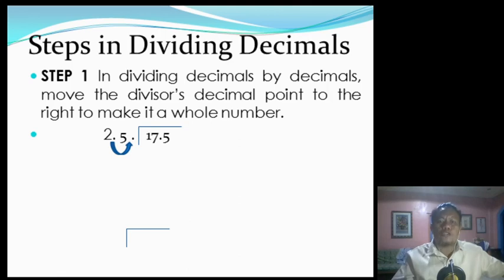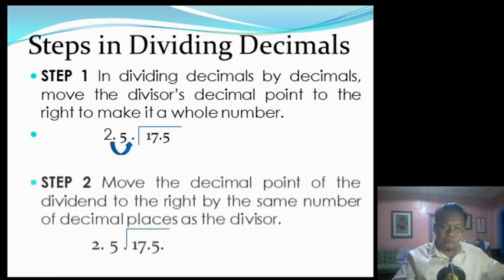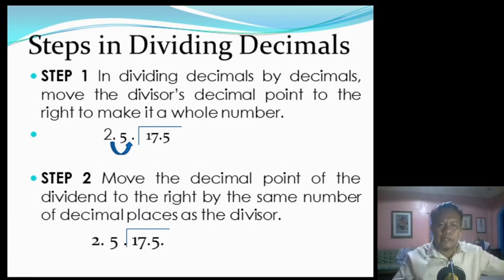Step number 2. Move the decimal point of the dividend to the right by the same number of decimal places as the divisor. Question. How many movements do we do in our divisor? That is once. See? From the center to the right, we move the decimal point once. So therefore, we are going to move the dividend's decimal by 1. See? We move the decimal point to the right once.